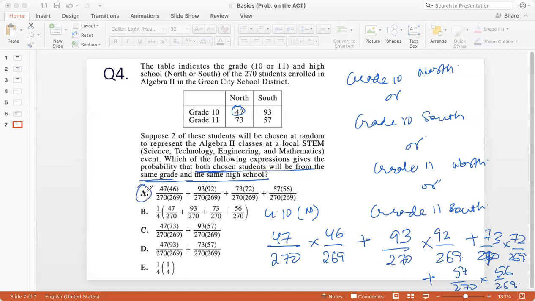So I wouldn't call it complicated, but yes, if you're comfortable with set theory and combinations, then probability questions on the ACT can be solved.